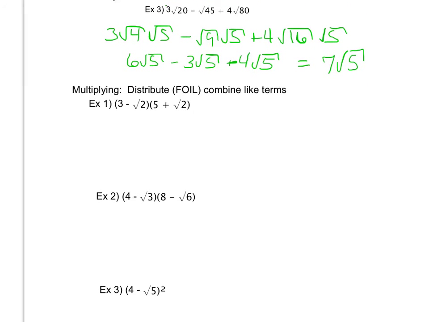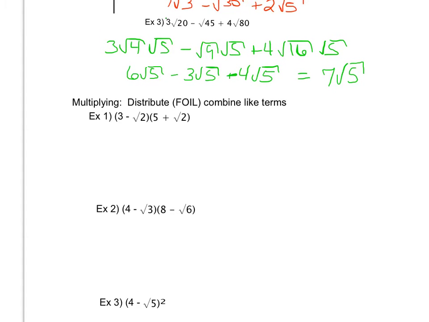When I multiply, I can think of it as distributing, or I can think of it as foiling, whatever I'm more comfortable with. So looking at the first one, I will do 3 times 5 and 3 times positive 2. My first times my first and my outside times my outside, however you want to think of it. And 3 times 5 is 15. 3 times the positive square root of 2 is positive 3 square root of 2. Multiplying my minus square root of 2 times 5, I get minus 5 square root of 2. Minus square root of 2 times a positive square root of 2 gives me a minus square root of 4.